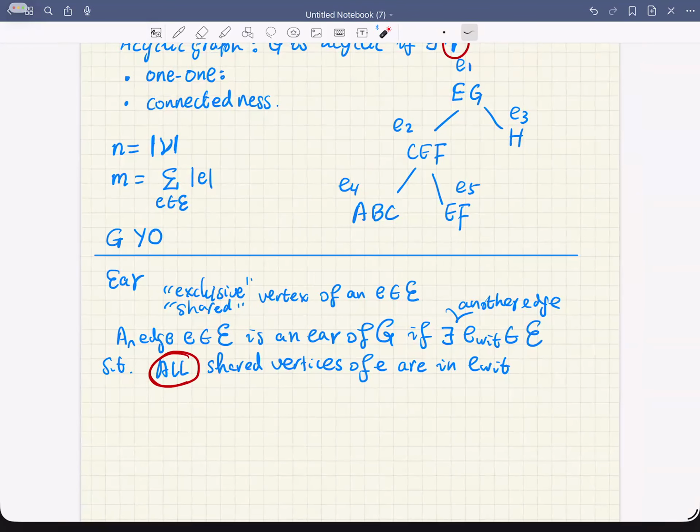Next question. How about E5? Is E5 an ear? Yes. Shared vertex, what will be a witness? Witness will be E2, right?